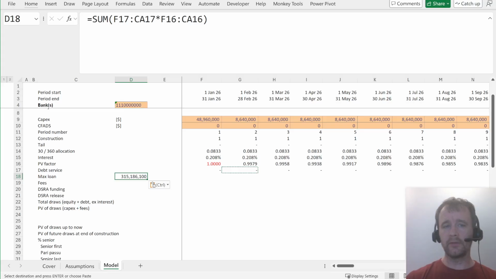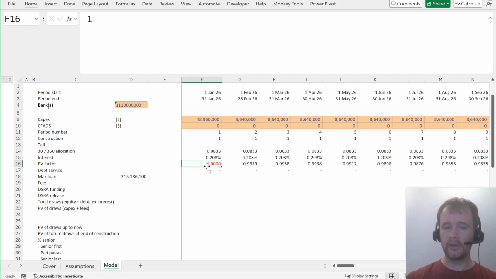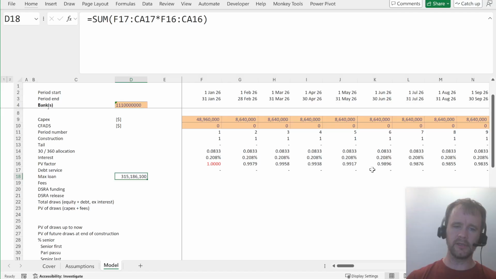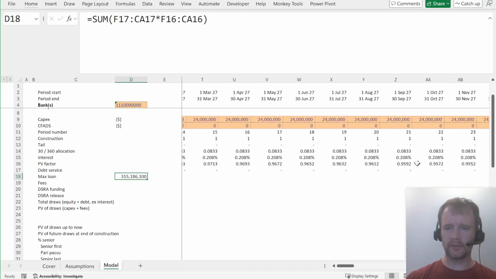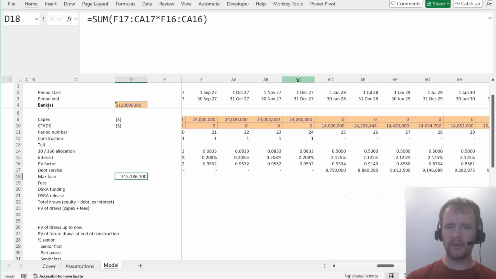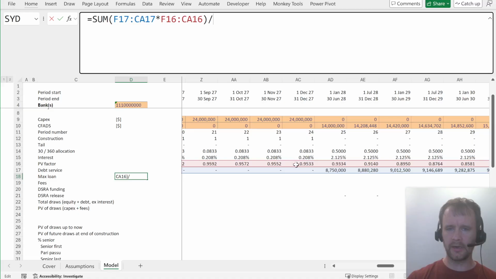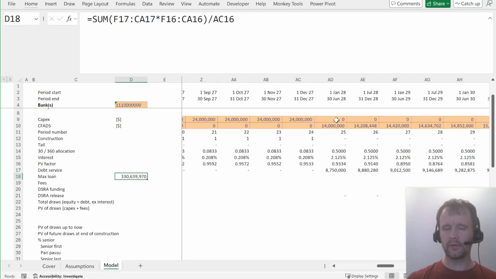So that will give you the greatest amount that you could borrow right here if it accumulated interest over all that time and then paid off. But what I'm interested in is the maximum amount that I could borrow at the end of the construction period, because the interest before that is going to capitalize into the loan or be paid by equity. So I'm going to divide by the present value factor here at the end of the construction period, and that is going to be my real max loan balance. Okay.